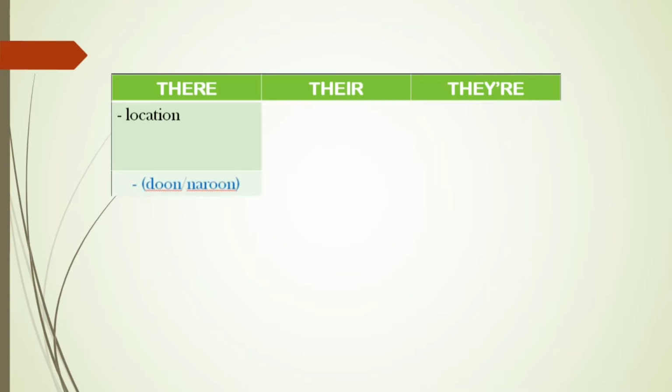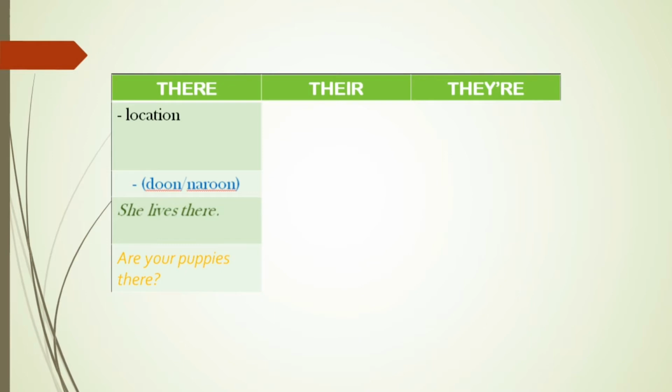So let's have examples. She lives there. Ibig sabihin, nakatira siya doon. Another example, are your puppies there? Or naroon ba ang mga tuta mo? So that is what we call there. It means location or place.